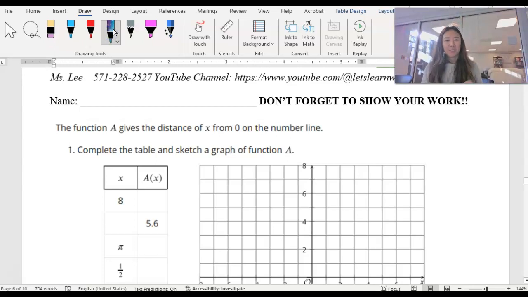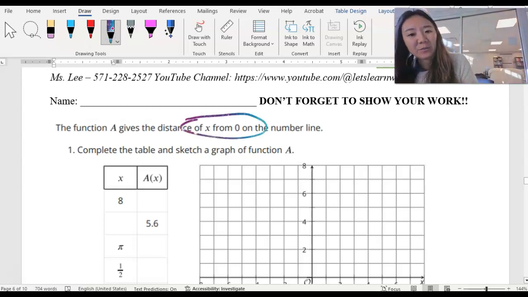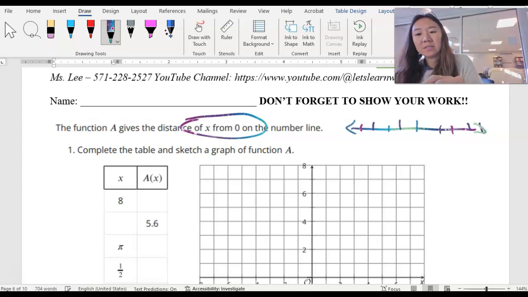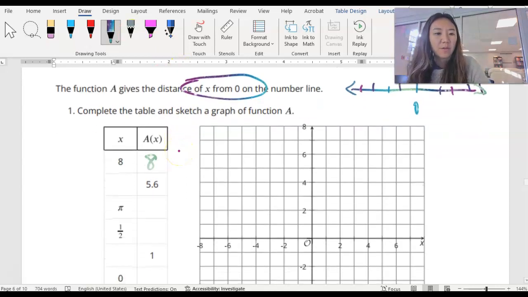All right, so let's get started. The function A gives the distance of x from 0 on the number line. So remember that absolute value is by definition the distance from 0 on the number line. So 8 is 8 spaces away from 0 on the number line. 5.6 is 5.6 spaces from 0 on the number line.